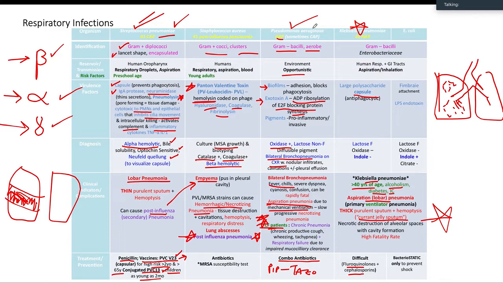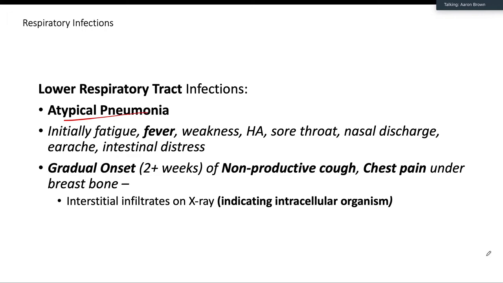Okay, great. So lower respiratory tract continuing. Here's our atypical pneumonia. So we look for fatigue, fever. This is kind of like a gradual, indolent course, a non-productive cough, chest pain. And then in the x-ray, we look for interstitial infiltrates.